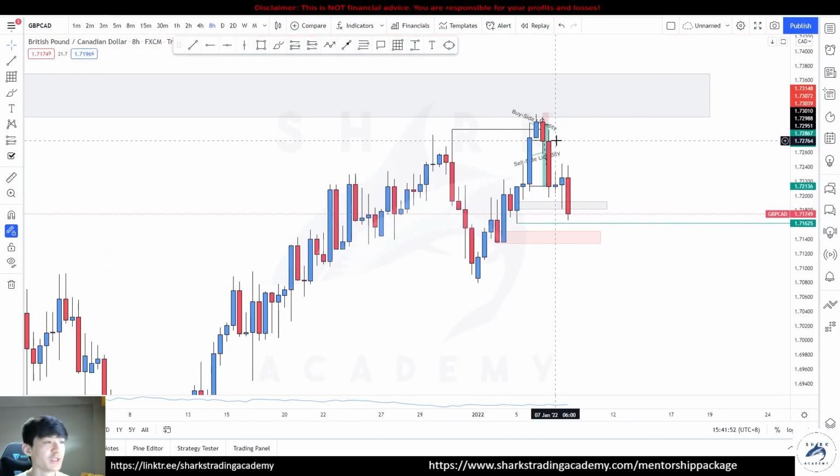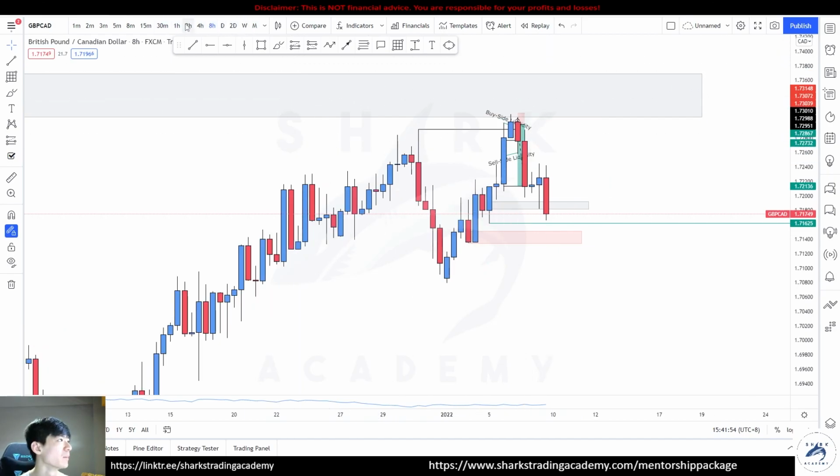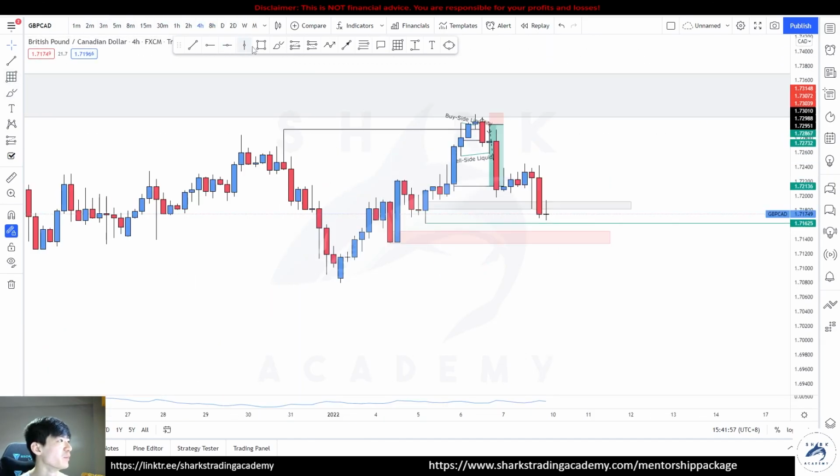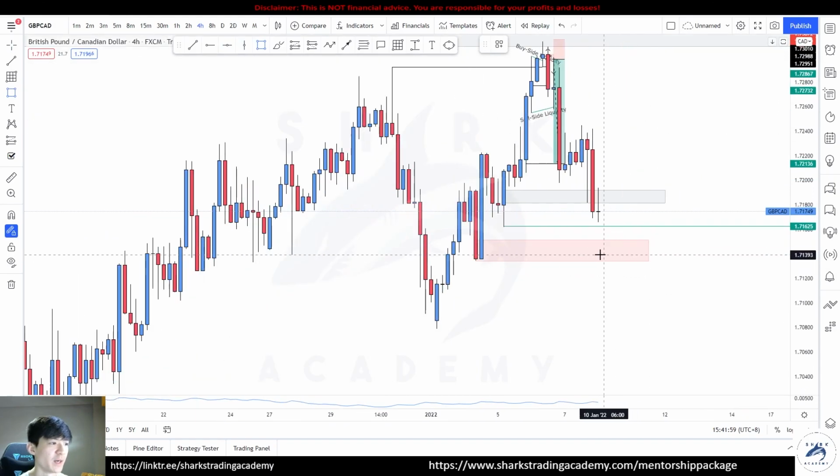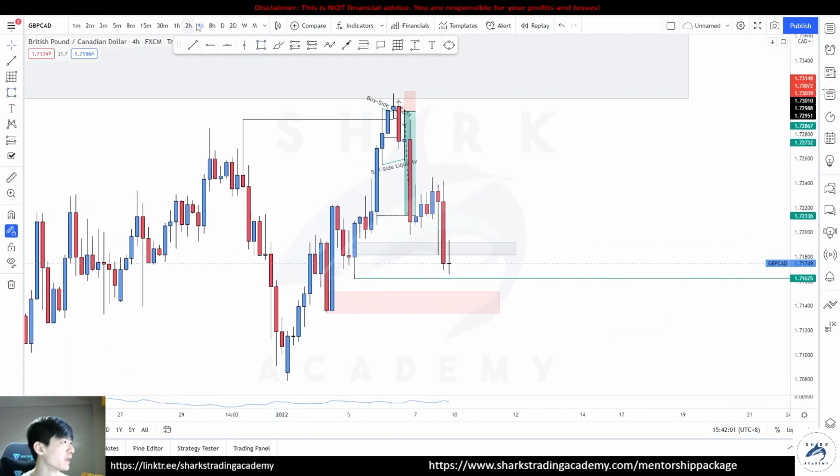So now price broke structure. Yes, you are bullish currently. But where are you bullish from? If I want to be a buyer, I'm going to buy low. We do have a clean demand here.